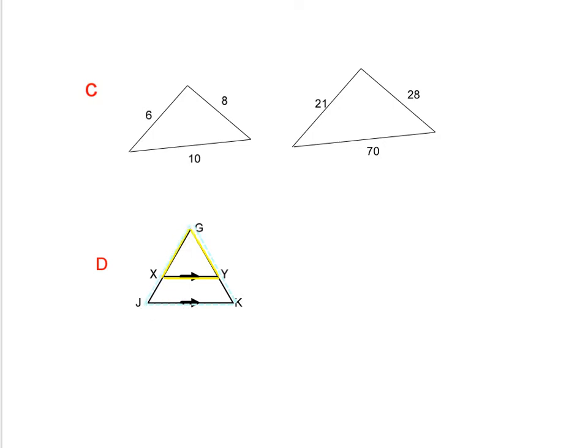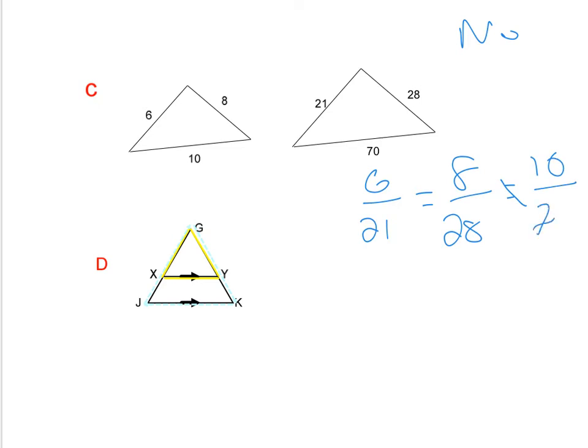In the first one you should have found no. And the reason that is no is because not all the sides are in the same ratio. So we have 6 to 21. That does equal 8 to 28. But it does not equal 10 to 70. So therefore, all three sides are not proportional.